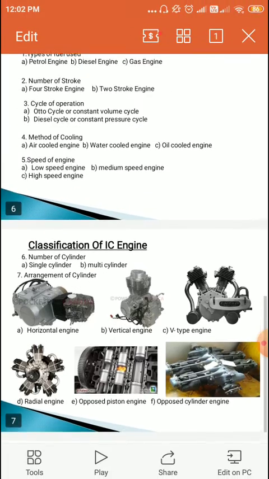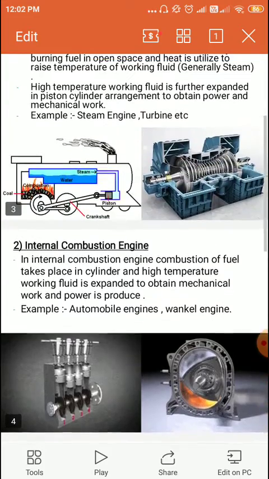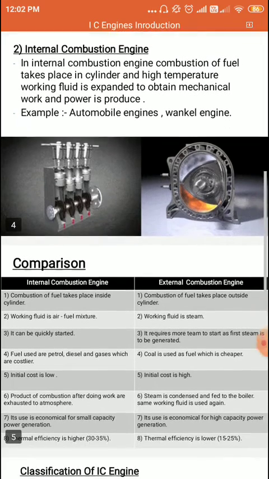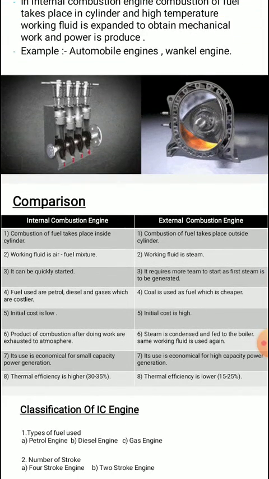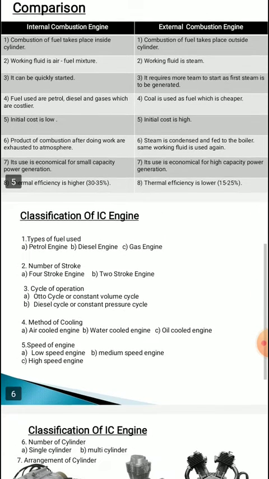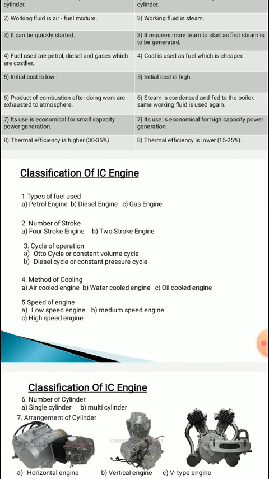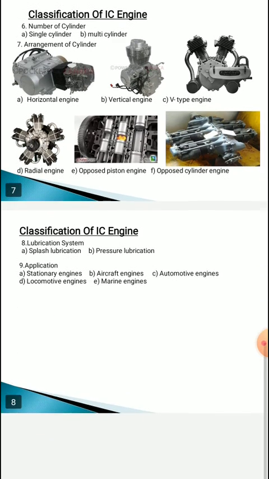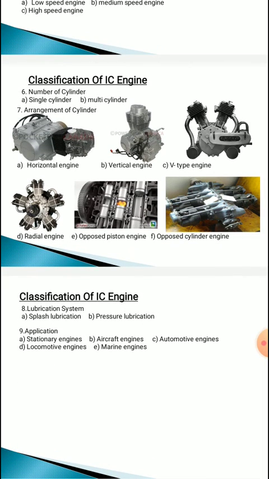So that's it, guys. Here is a brief introduction. We have seen what the engines are, how the external combustion engine is classified, how the internal combustion engine works, and the comparison and differences, including the cost-wise analysis and thermal efficiency analysis. Then we saw the types of IC engines: type of fuel, number of strokes, cycle of operation, method of cooling, speed of engine, arrangement of cylinders, and lastly the lubrication system and its applications.